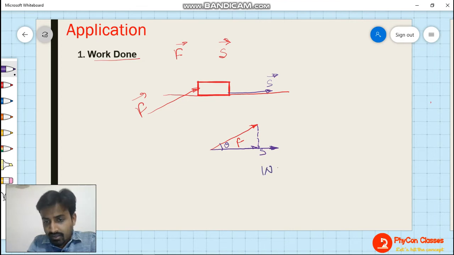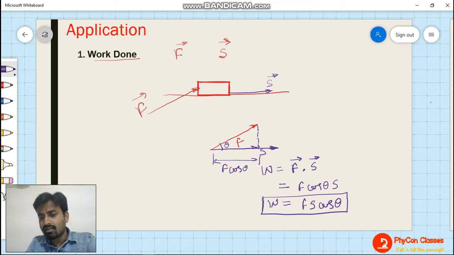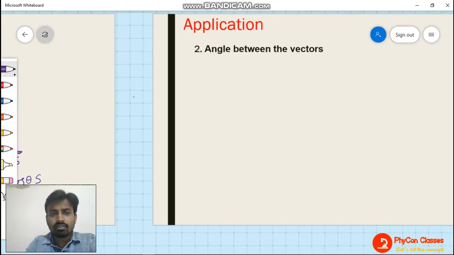Then the work done can be given as the dot product of force and displacement. So that will be equal to, see, this length is going to be, tell me, what is this length? The projection of F on S, that will be equal to F cos theta, multiplied with displacement S. So directly we can write F S cos theta. Either you take the projection of F on S or S on F, both are the same thing. The answer is going to be the same, and that answer is F S cos theta. Clear?